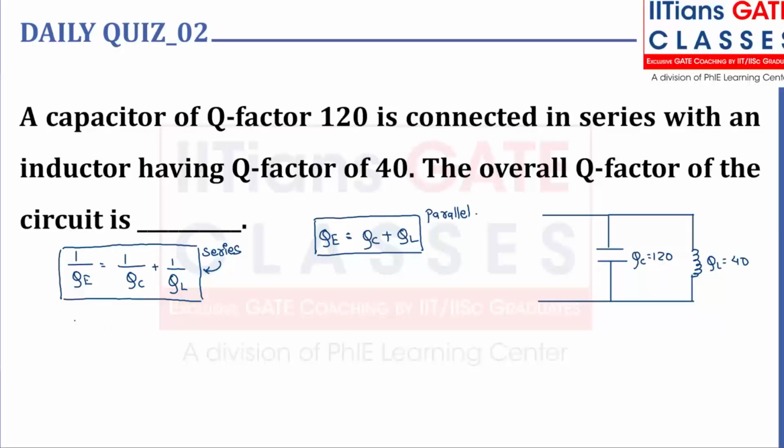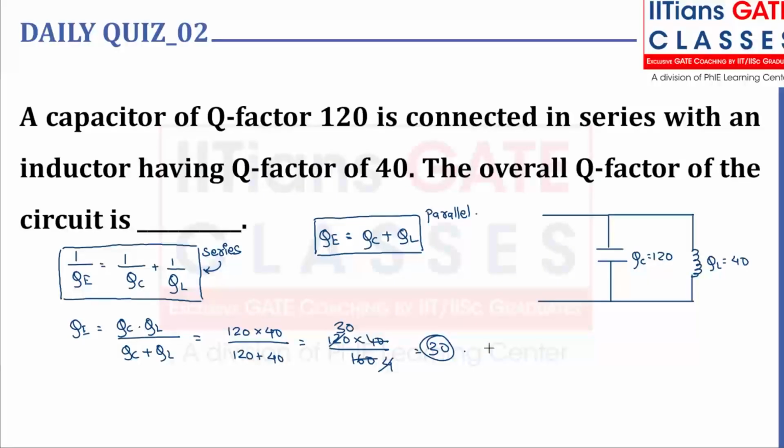Okay. So Q equivalent is equal to QC into QL divided by QC plus QL. So this is 120 into 40 divided by 120 plus 40. So this is 120 into 40 by 160. So 30. Okay, so 30 is your answer. And remember, this quality factor basically reduces when we connect the elements in series. When we connect in series, the quality factor decreases.